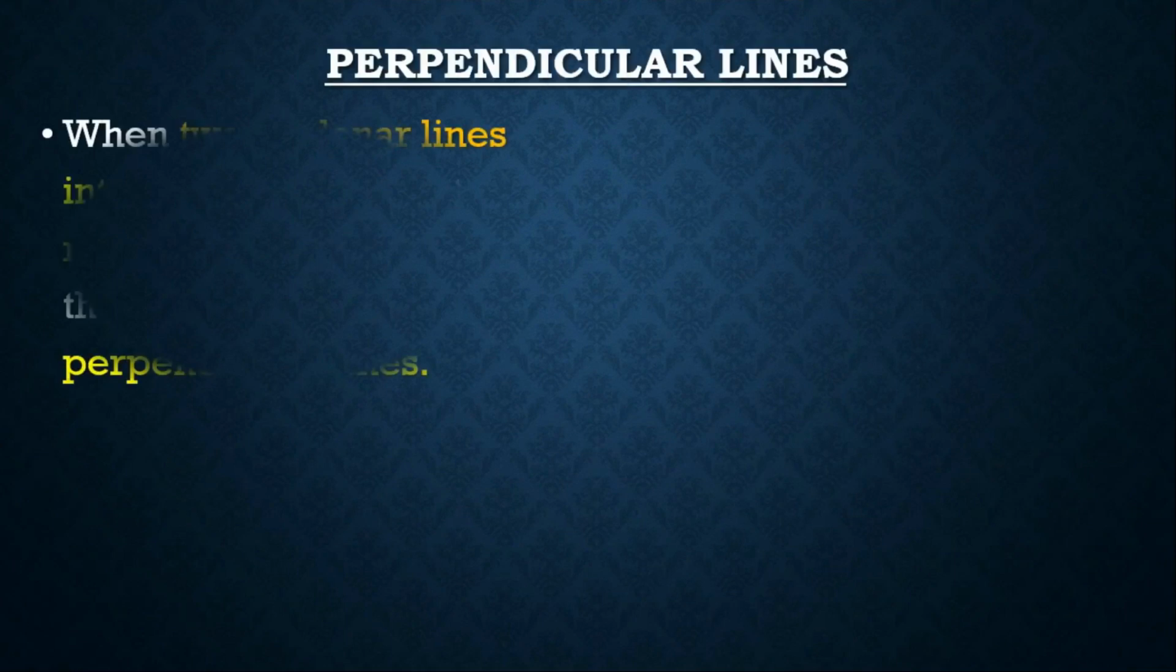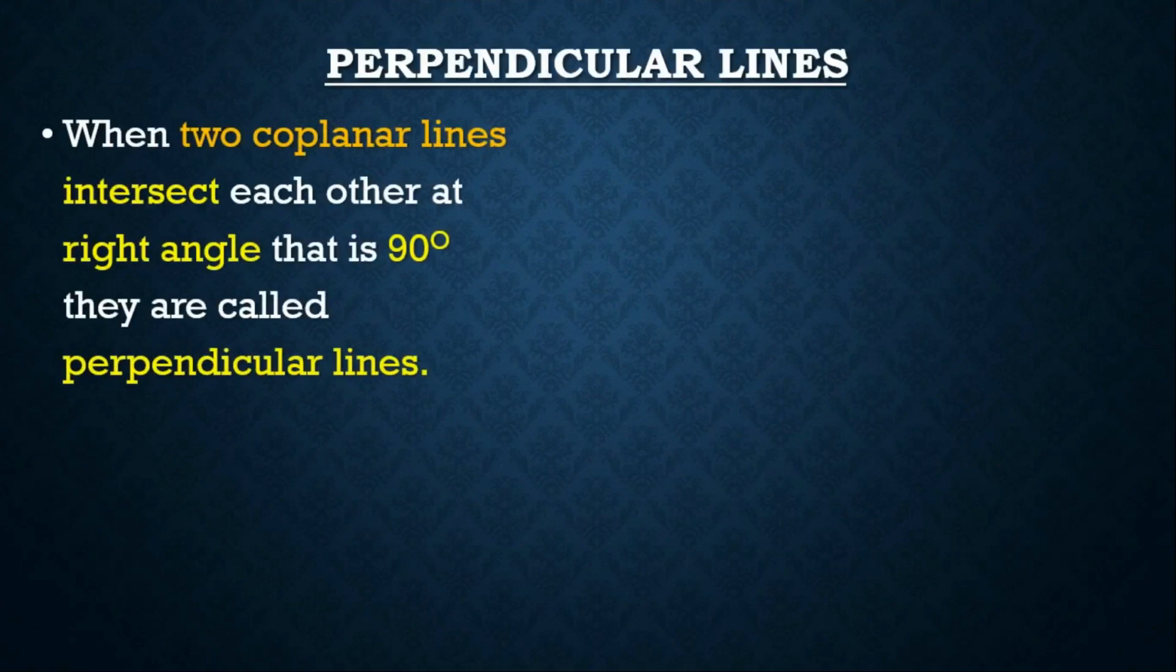Now we'll see perpendicular lines. Now let us study about perpendicular lines. So what are perpendicular lines? When two coplanar lines intersect each other at a right angle, that is 90 degrees, they are called perpendicular lines.